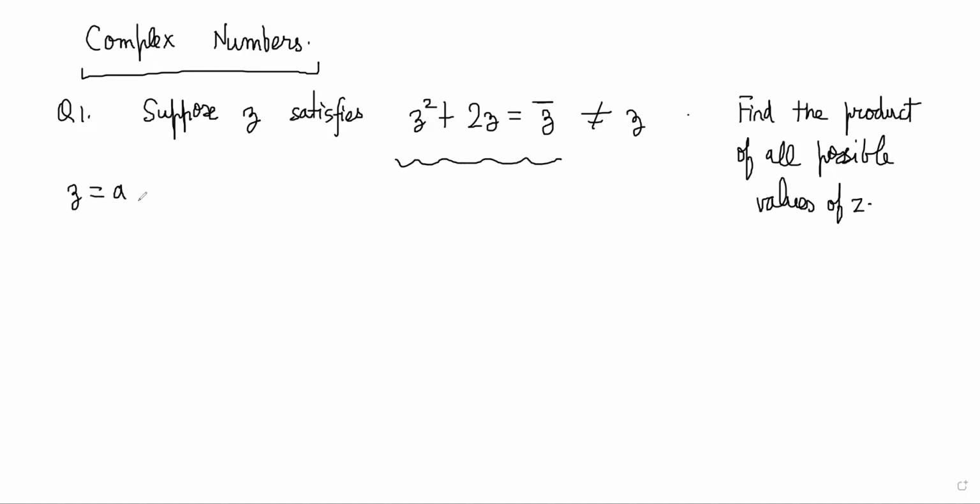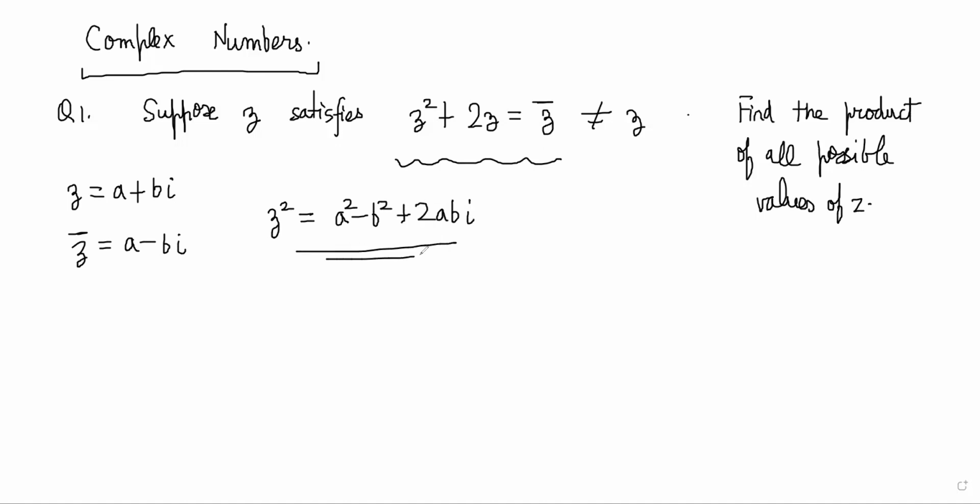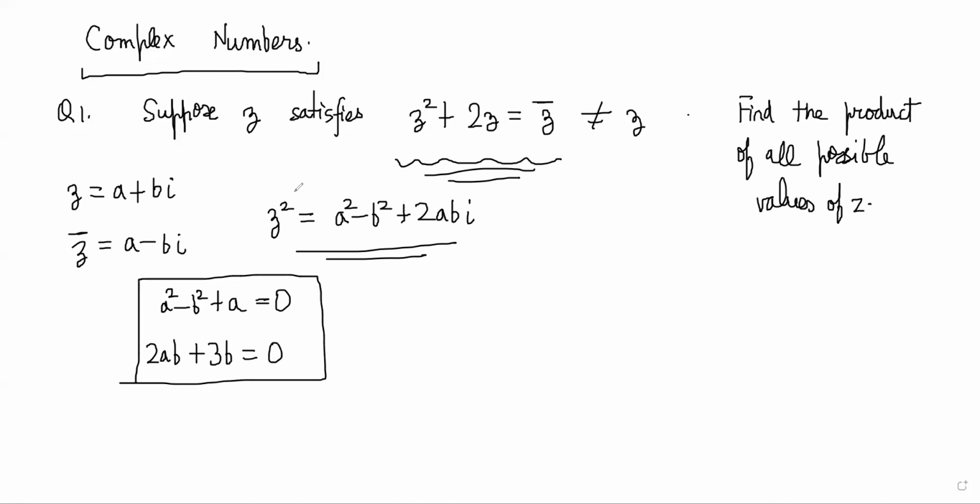If z is equal to a plus bi, z conjugate is basically a minus bi, and z square is a square minus b square plus 2abi. And we just put this data in the given equation. So we'll end up with two equations: a square minus b square plus a equal to 0 and 2ab plus 3b equal to 0. How do I end up with this? I put z square as this, 2z will be 2a plus 2bi, and z conjugate will be on the other side. And when you equate two complex numbers, you have to equate both their real and imaginary parts.